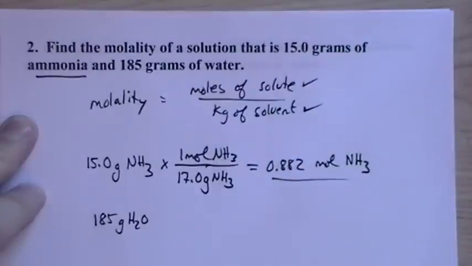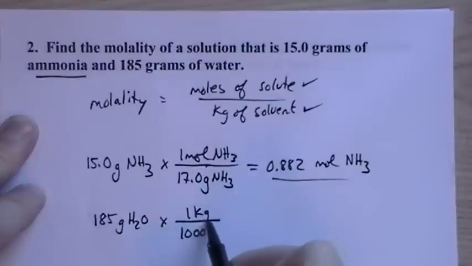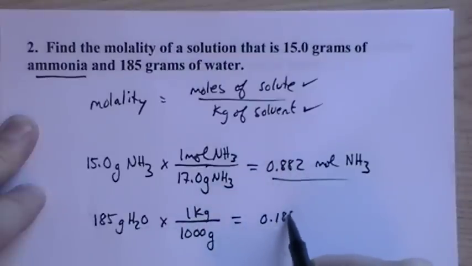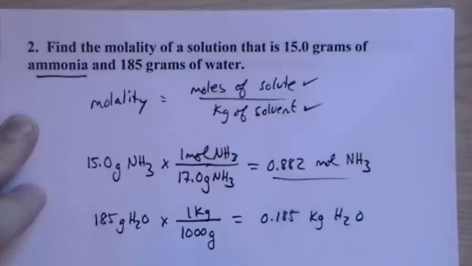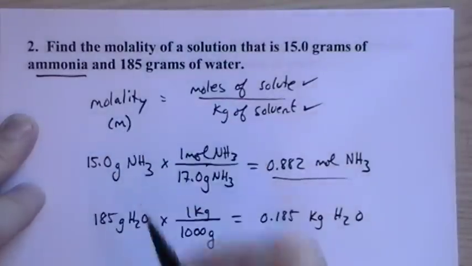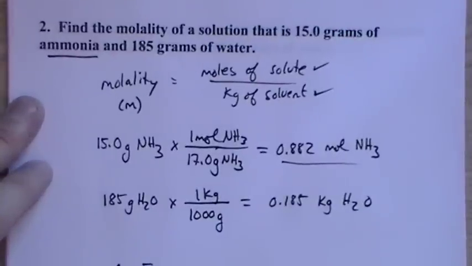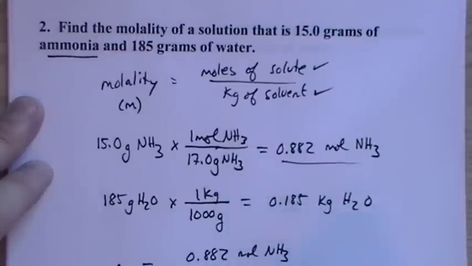Then we need kilograms of solvent. Well, they told us that we have 185 grams of water, and I'm sure you can do this one without using this conversion factor, because you just shift the decimal place, but I'm going to do everything out. And then the molality, lowercase m, should mention that rather than the capital M, we use the lowercase m. And this is 0.882 moles of ammonia divided by kilograms of the solvent rather than liters of solution. So we end up with 4.77 molal NH3.